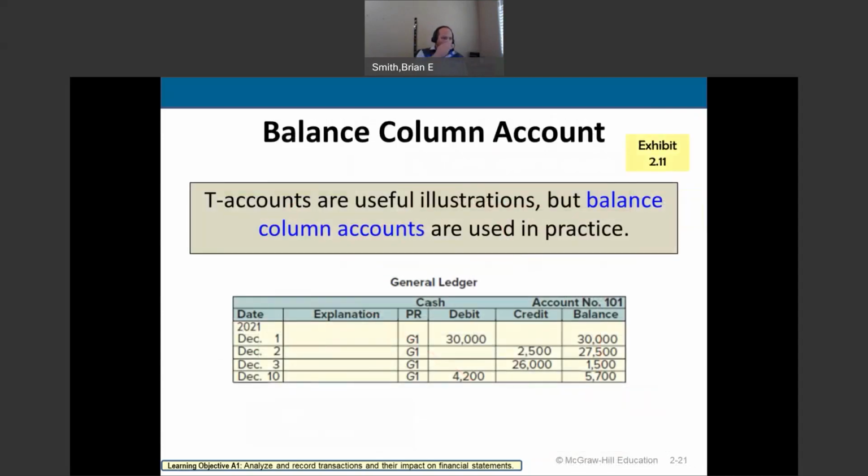All right. And then this is the general ledger, okay? The general ledger holds all of the accounts and their balances in it, all right? So cash has a balance of 5,700 as the debit balance in this particular one. This one doesn't look like it's, no, it does look like it's the same. It just doesn't show all of the transactions.